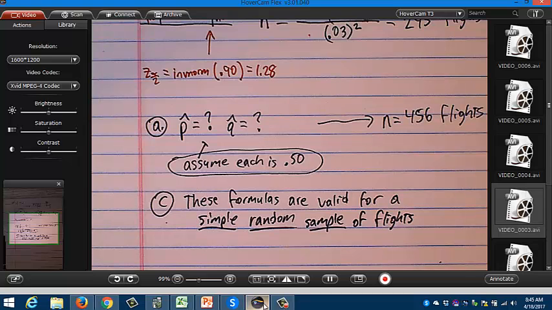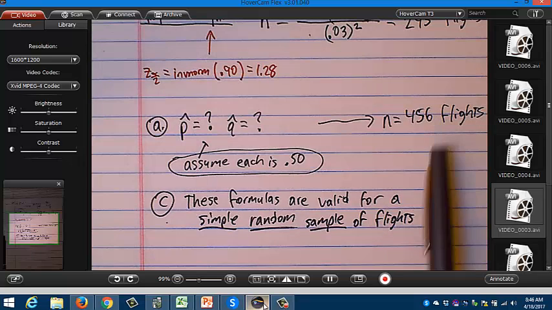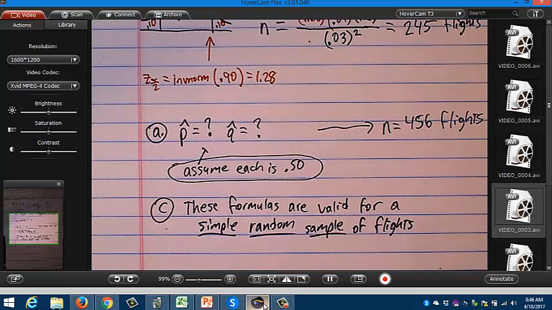So if you want to do a valid survey, and this point keeps getting made over and over again, you need to somehow randomly sample those flights. Southwest should really have a list of all their flights and somehow randomly select. But how many would they need? They would need 456, according to our calculation.